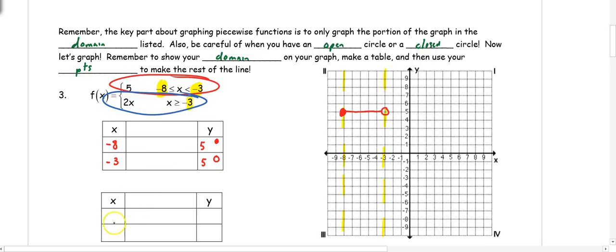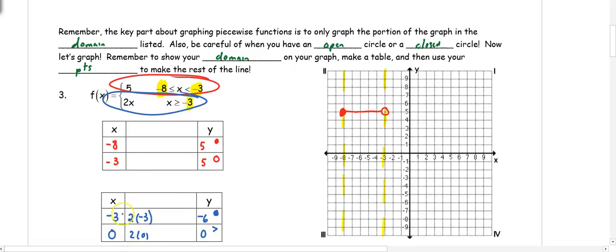So one number we have to use in the table is -3, and then we have to pick a number that's greater than -3. Well, an easy number to work with that's greater than -3 is 0, so I'm going to use 0. So in this table, in my little work part, 2 times -3 is -6, and 2 times 0 is 0. So at -3, it's part of the domain, and it has a bar underneath it, so it gets a closed circle. 0, 0 is not part of the domain, but it's part of a greater than inequality, so it's going to get an arrow to the right.